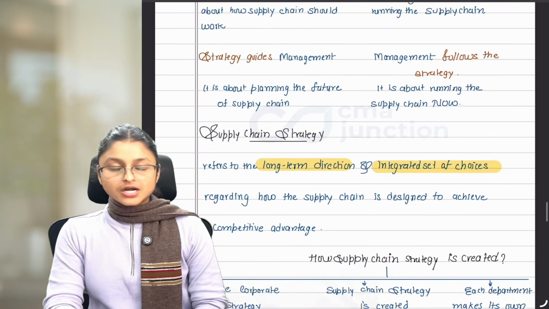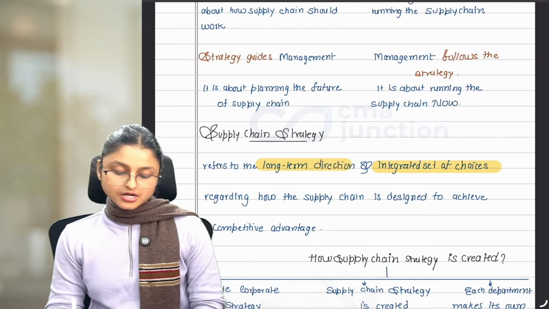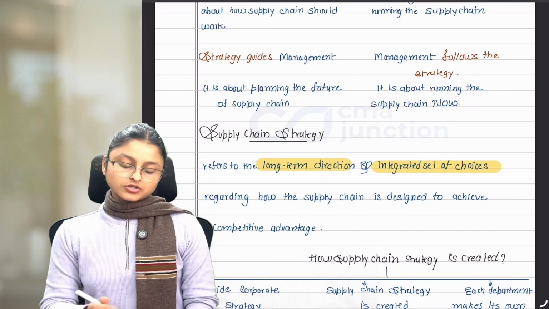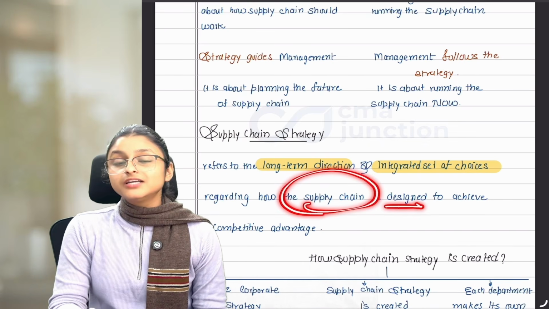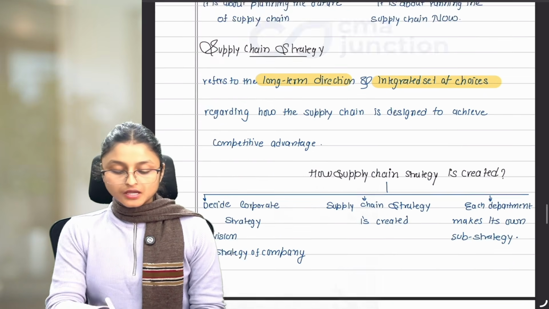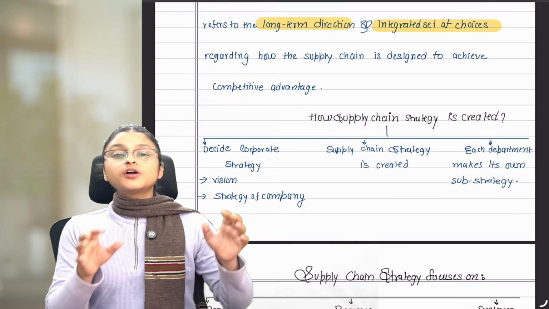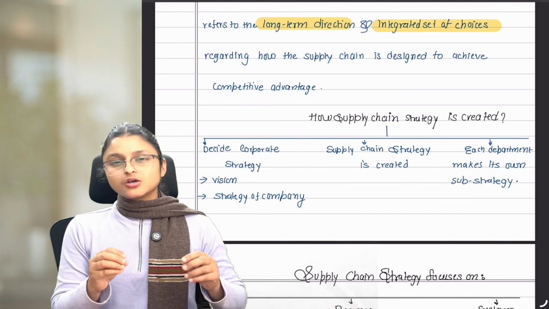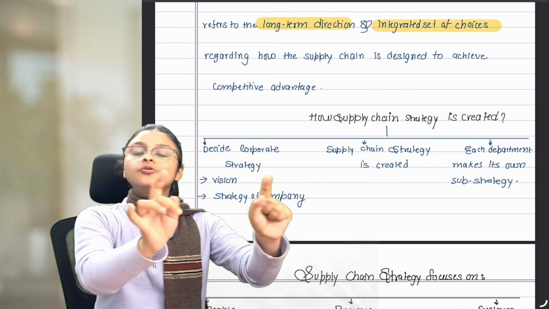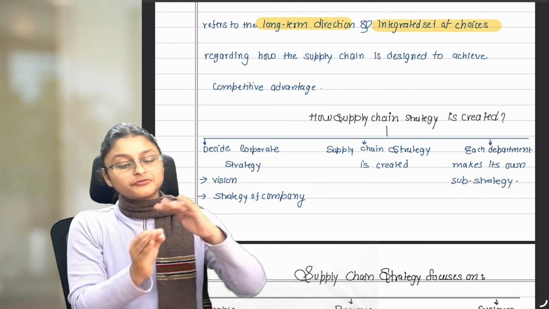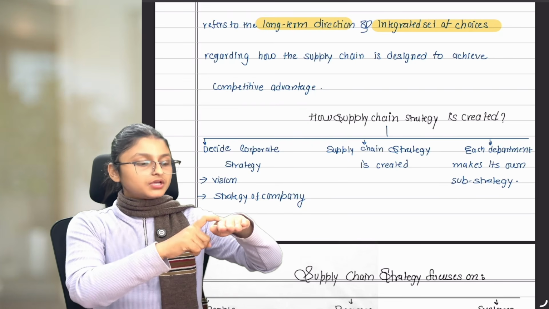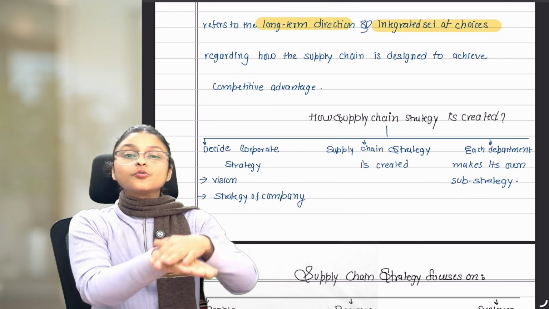What is supply chain strategy? What is the definition of supply chain strategy? It refers to the long-term direction and integrated set of choices regarding how the supply chain is designed or how the supply chain is managed to achieve competitive advantage. How is supply chain strategy created? First of all, we will create our corporate strategy. What is corporate strategy? That means company strategy. As a whole, company strategy will be created. But before that also, the company will decide its vision. That is the end goal they want to achieve. And according to that vision, the company will make its own strategy.